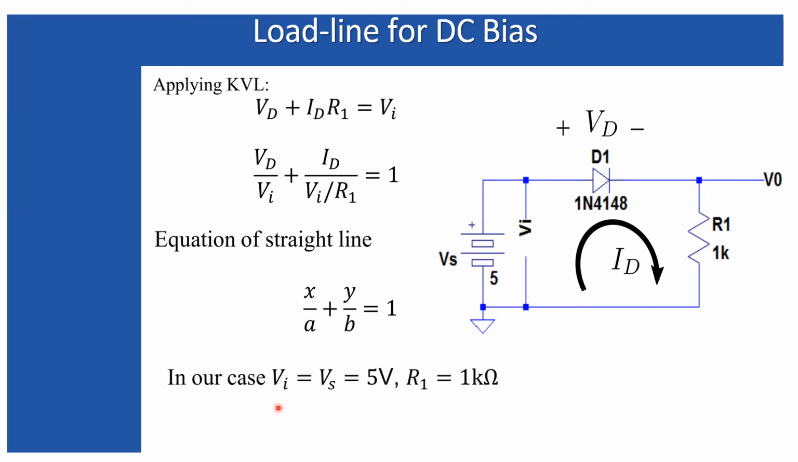In our case, as Vi equals Vs equals 5 volt and R1 equals 1 kilo ohm, obviously this intersection point at the voltage axis is going to be 5 volt, and the intersection point with the current axis is going to be 5 milliampere. So 5 volt divided by R1, which is 1 kilo ohm, that will be 5 milliampere.